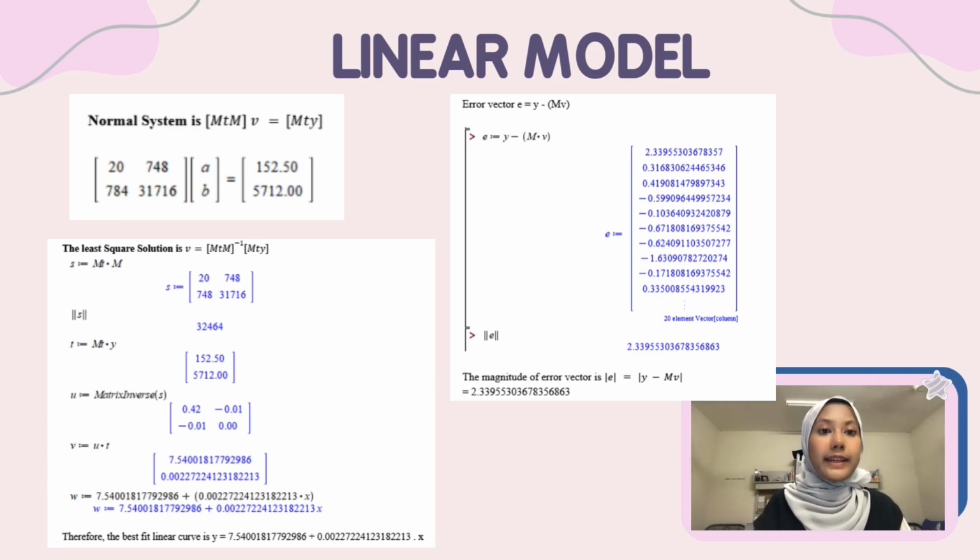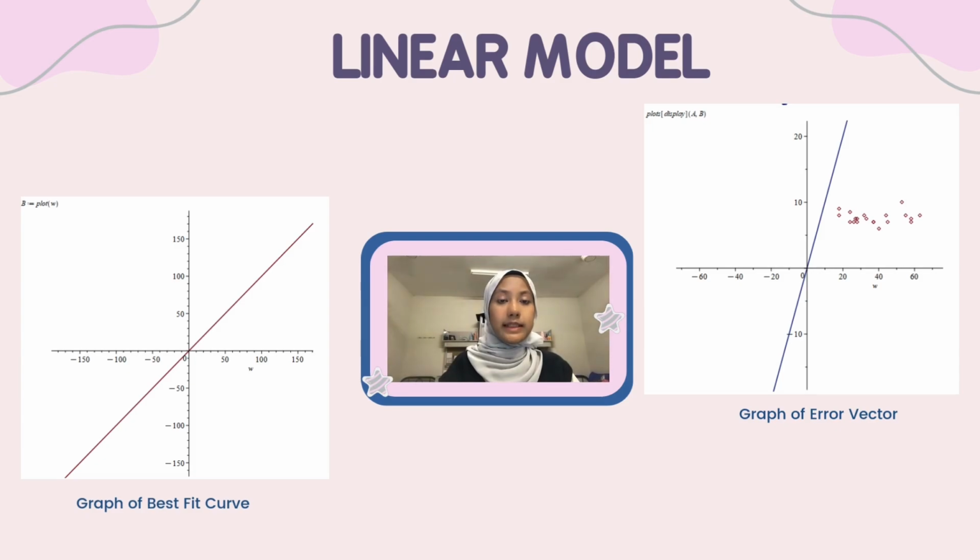Next, to find the error vector, the formula of the error vector is matrix Y minus matrix MV. Therefore, we can also find the magnitude of the error vector, which is 2.3396. Here is the graph of the best fit curve for the linear model and also the graph of the error vector for the linear model.